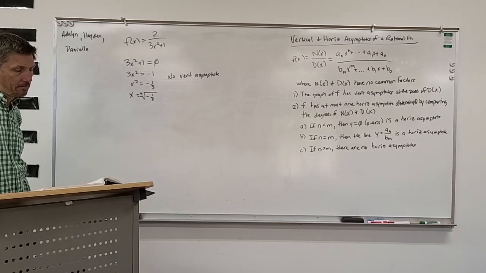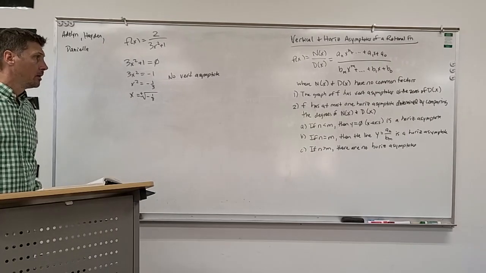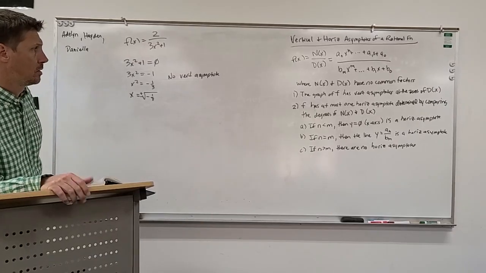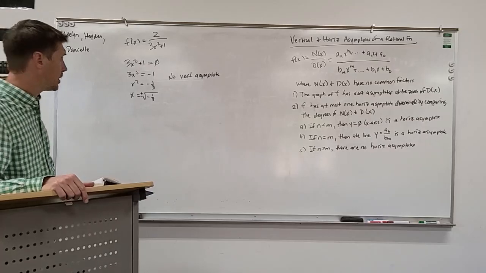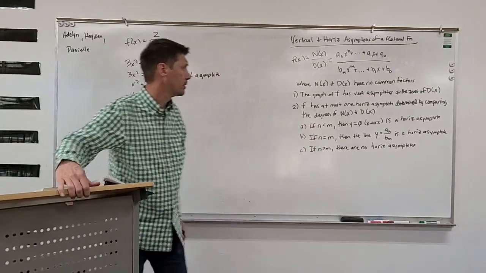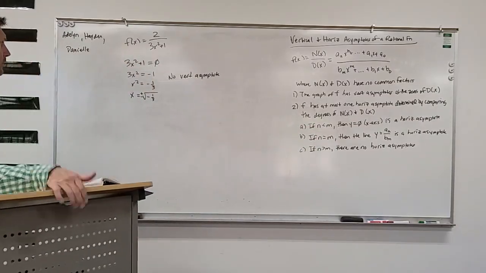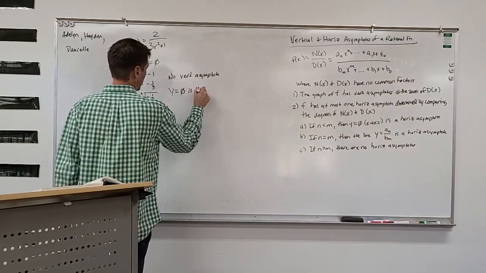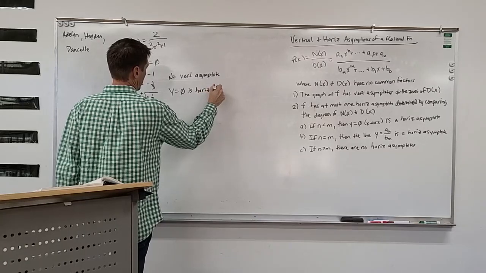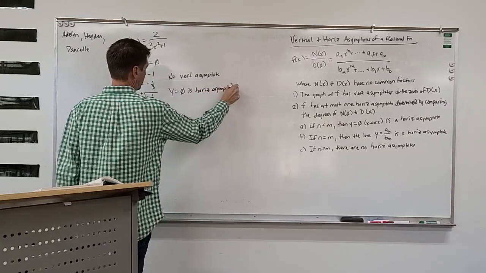And then y equals 0 is the horizontal asymptote because the degree of the numerator n is less than m, right? N is less than m. So because n is less than m, then y equals 0 is the horizontal asymptote.